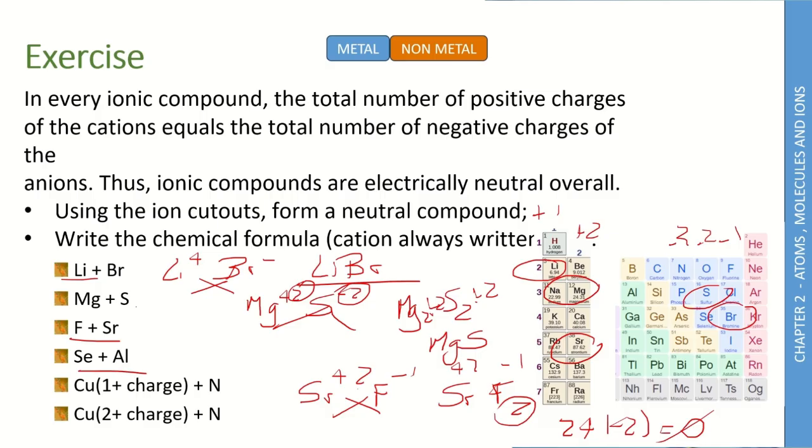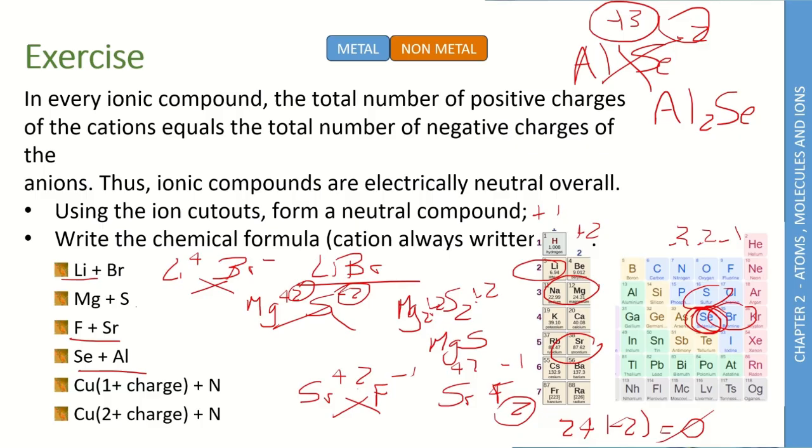And we have selenium, and we have aluminum over here. Selenium is over here in a group. See, I have -2. So let me put it over here. Selenium, -2. Aluminum is +3. So if you cross the charge over here, forget about the sign, you're going to have this. Good?